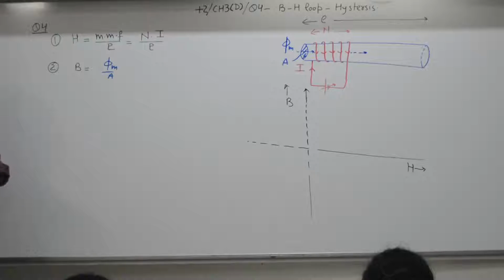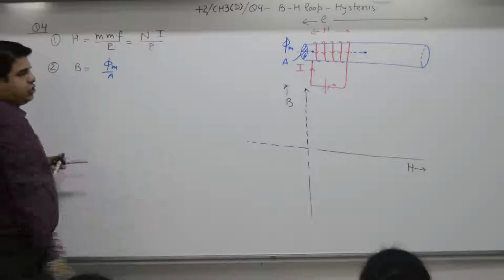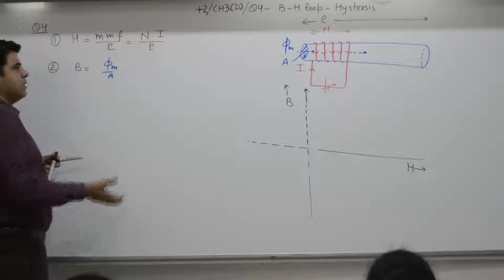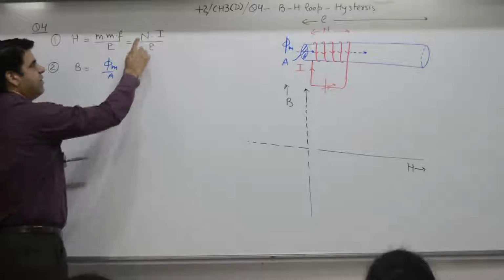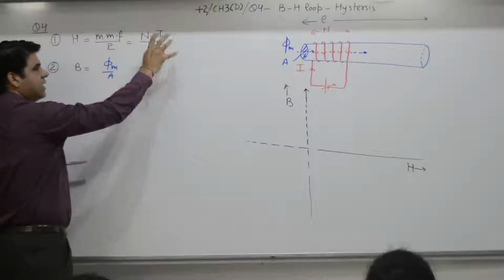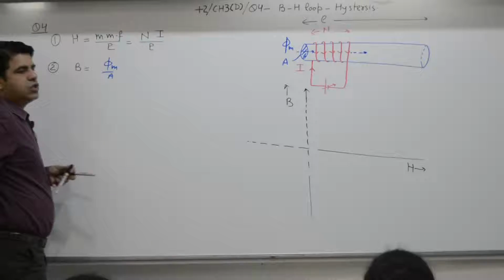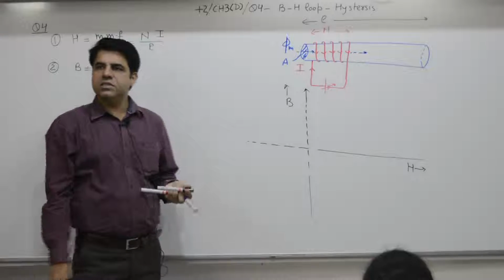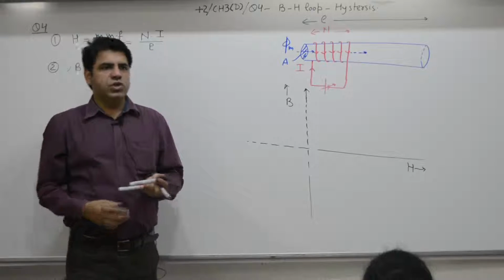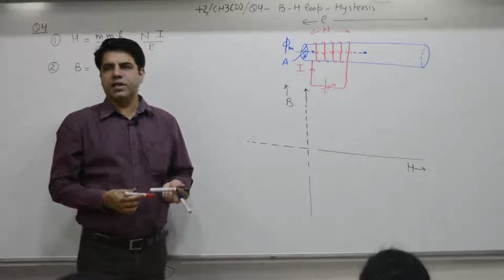So you have to plot a graph between B and H, or in competitions sometimes they ask between phi m and I. But N number of turns is fixed, L length is fixed, A area is also fixed. So the graph shape is the same whether it is a BH graph or a phi m versus I graph.